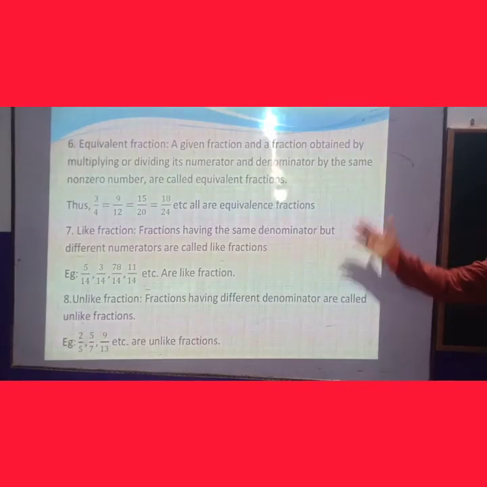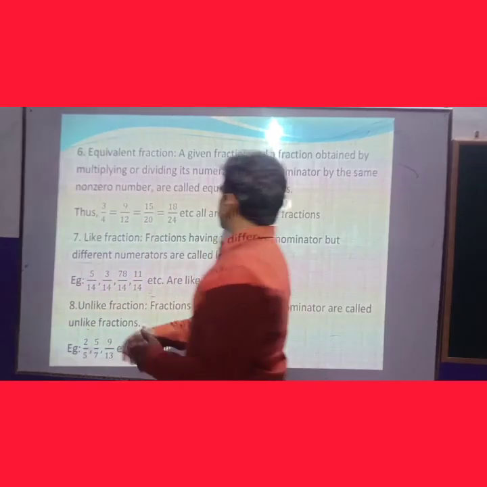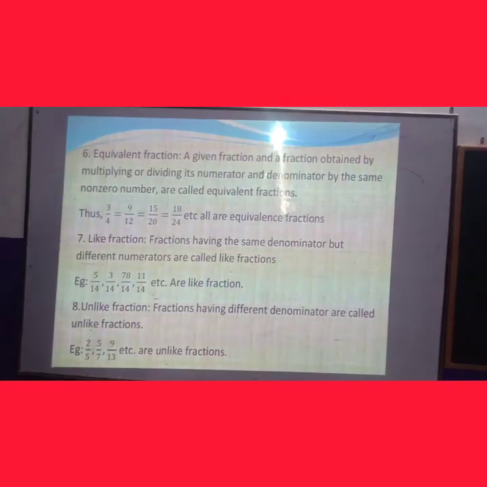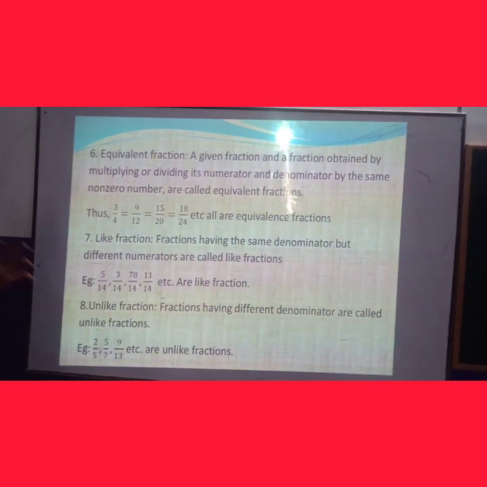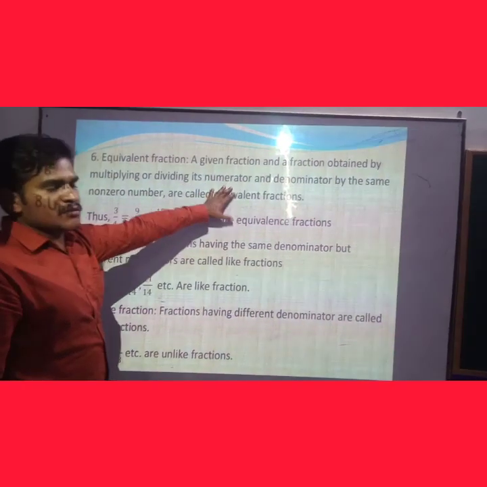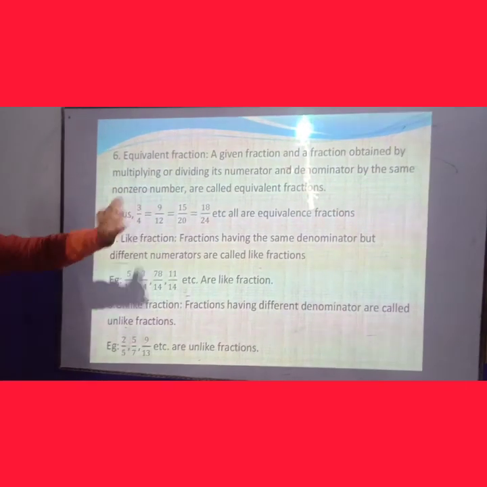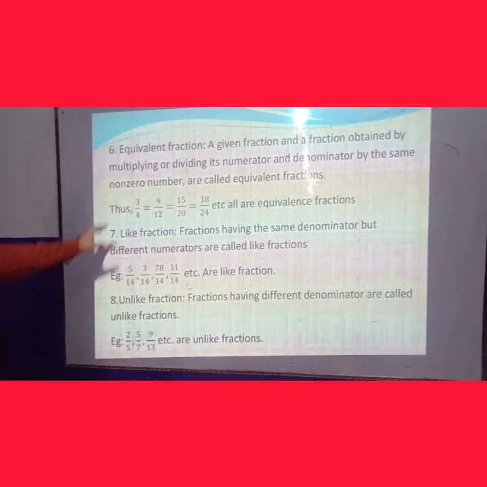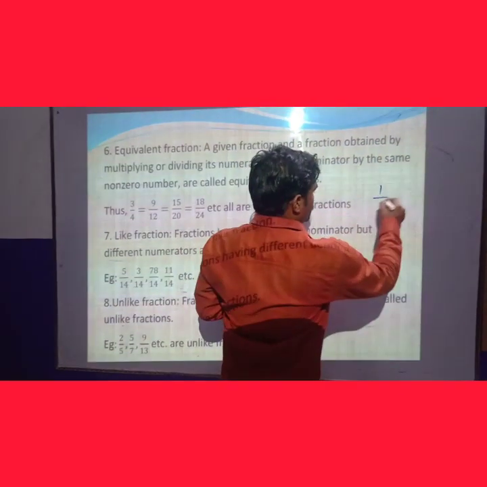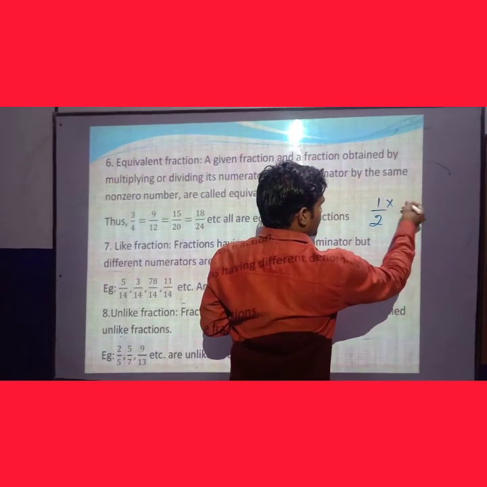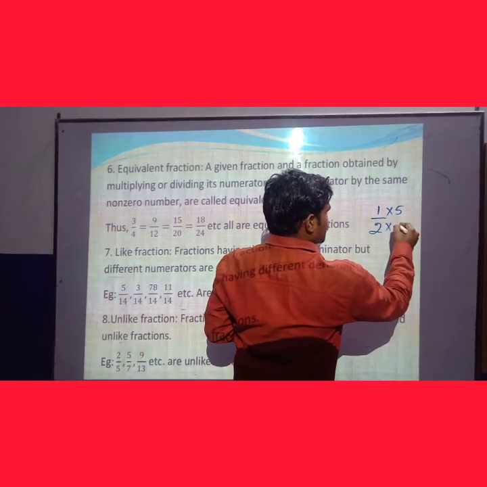Okay. Equivalent fraction. Fractions obtained by multiplying or dividing the numerator and denominator by the same non-zero number are called equivalent fractions. Suppose we have 1 upon 2 and we multiply its numerator by 5 and the denominator also by 5.